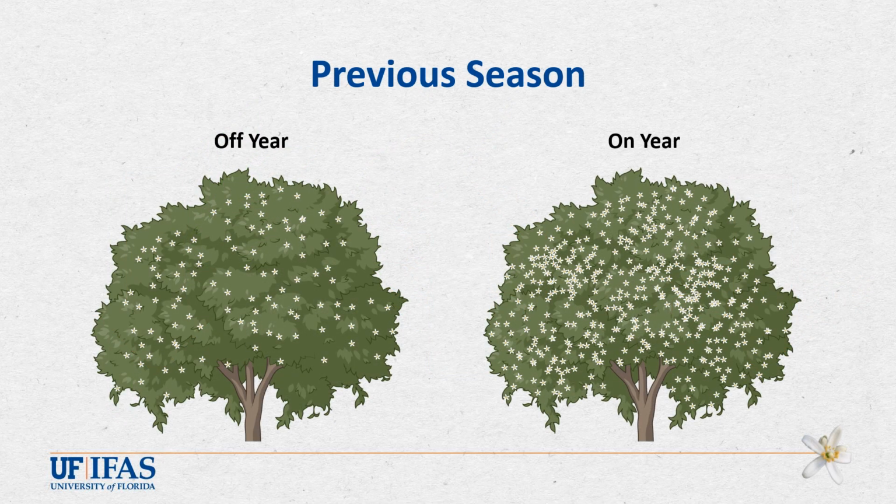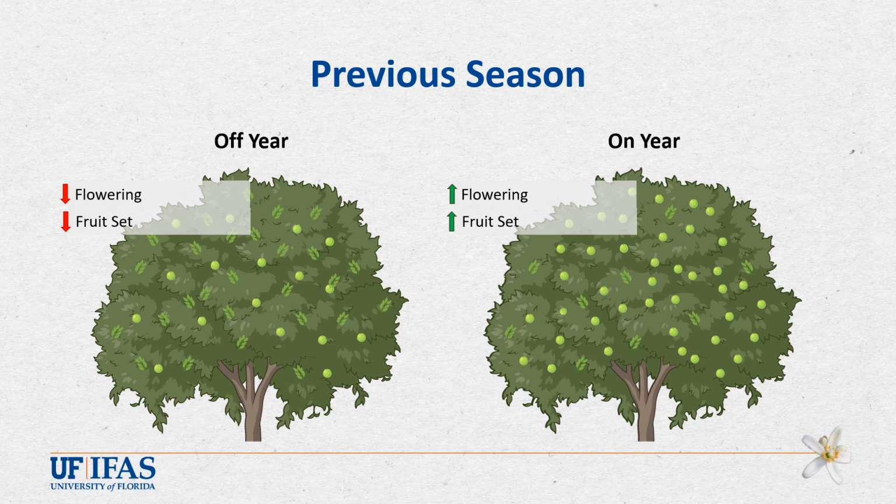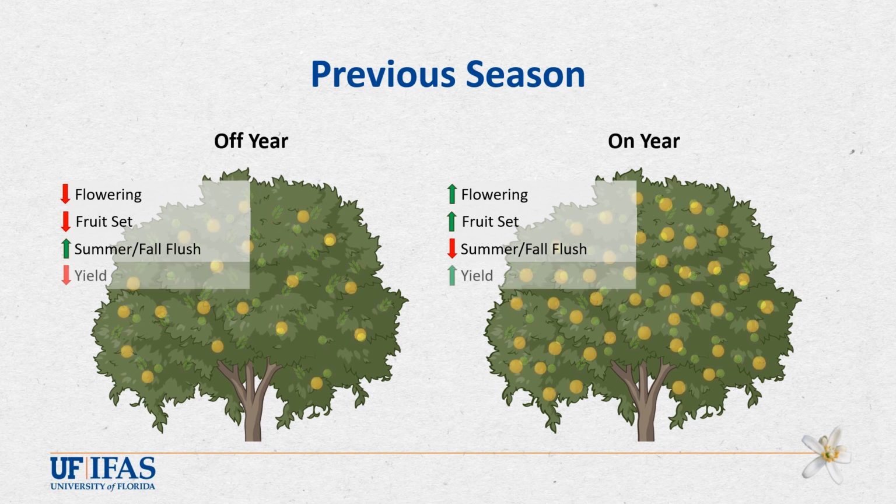Let's look at an example of this tradeoff in the alternate bearing pattern seen in some citrus species. On the left, we have a tree in its off year, and on the right, a tree in its on year. The tree in its off year produces significantly fewer flowers than the tree in its on year. As a result, the tree in its off year has less fruit set than the tree in its on year. However, because the tree in its off year has less fruit, it can invest more carbohydrates into its summer and fall vegetative flush than the tree in its on year. At harvest, the off-year tree will have lower yields than the on-year tree.